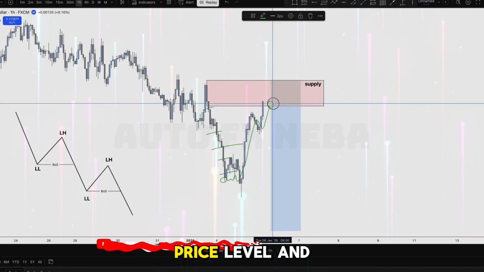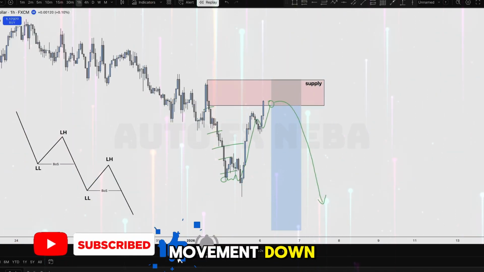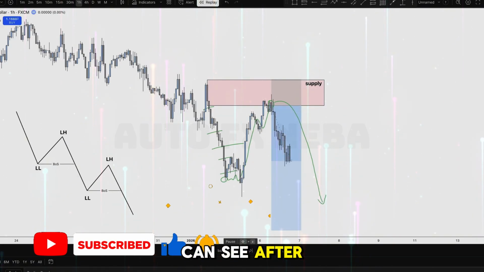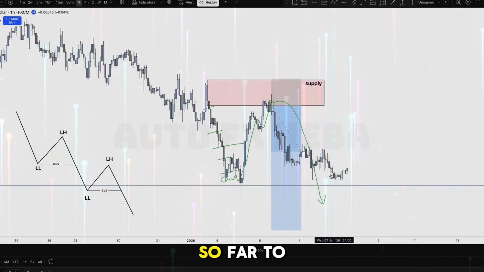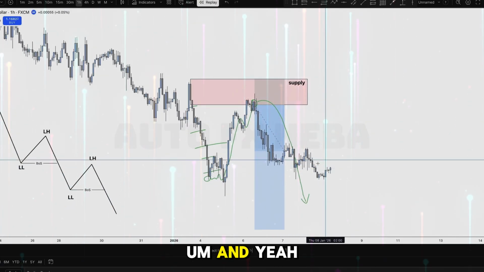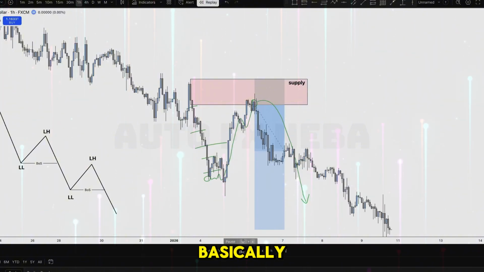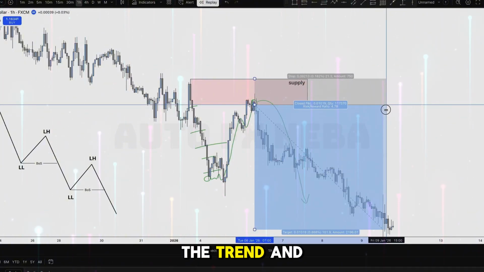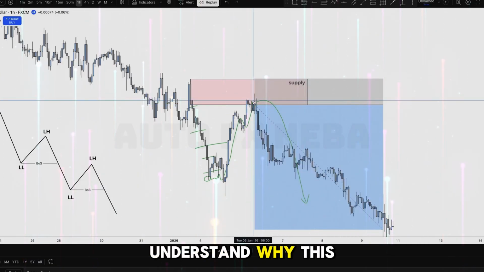So this will be the premium price level, and obviously, as we've discussed, we are expecting to see this movement down. As you can see, after we tap that supply, we then go for the large bearish move, which brings us so far to around this point, and allows us to catch a profitable downward move, basically by just following the trend and using that supply zone for our entry. So you understand why this is happening.